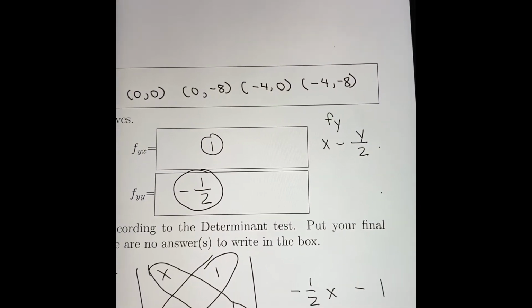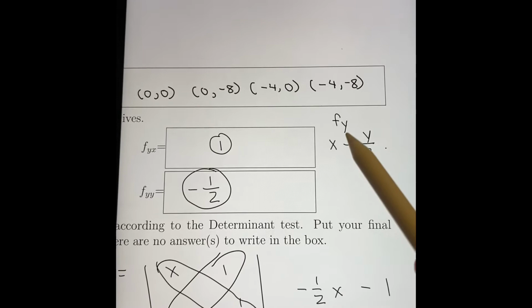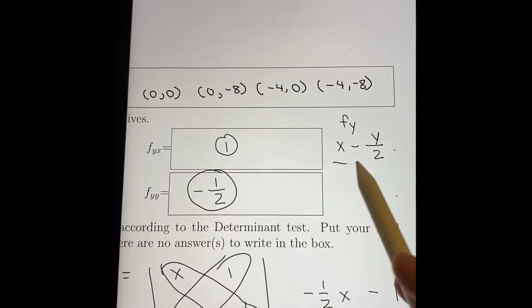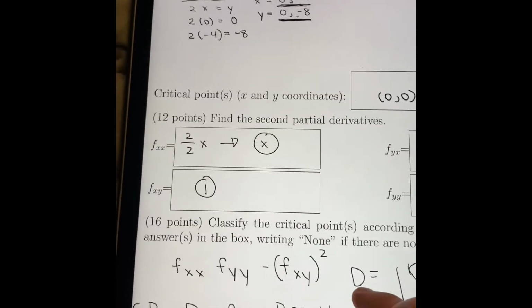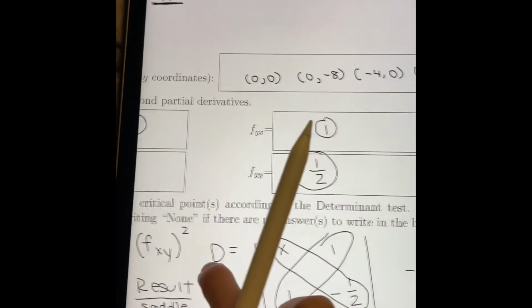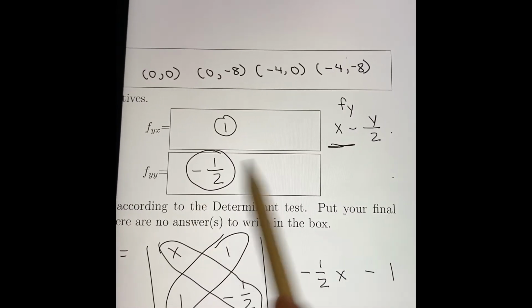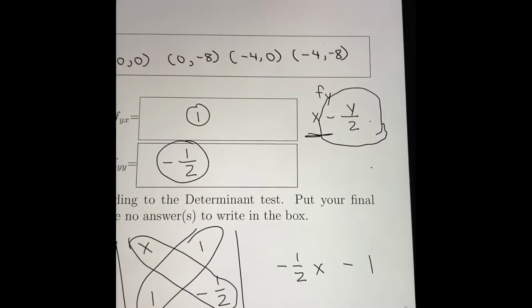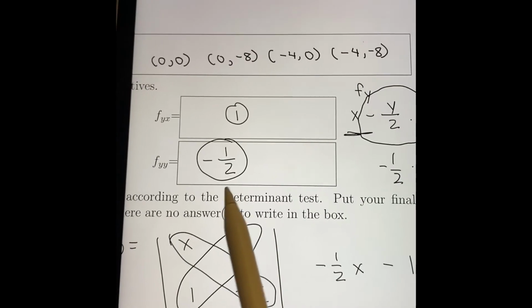Next, for the fyx and fyy, we're going to be looking at the partial derivative of y. So we're only looking at the terms with an x. For this, the derivative of x is just 1, and we know that this is correct because the other value, fxy, is also 1. Lastly, fyy, we're only looking at the values that have a y, which would be here, and the coefficient of y is negative 1/2, so the answer for that is negative 1/2.